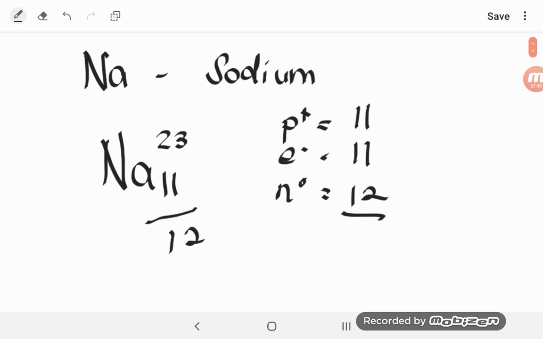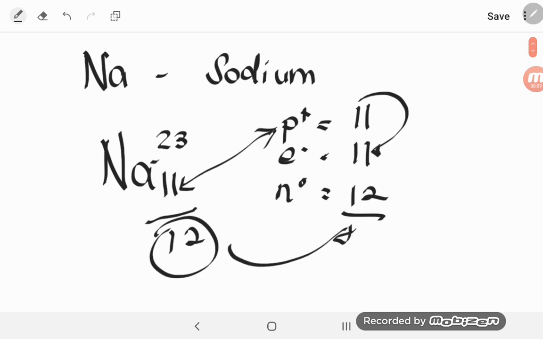So going back, the number of protons is equivalent to its atomic number. The number of protons is equivalent to the number of electrons. And the neutron is the mass number subtracted by the atomic number. That gives us now the protons. And that is how you solve for the subatomic particles of an element.